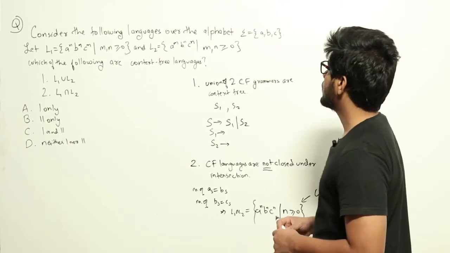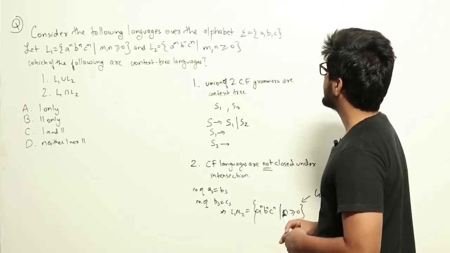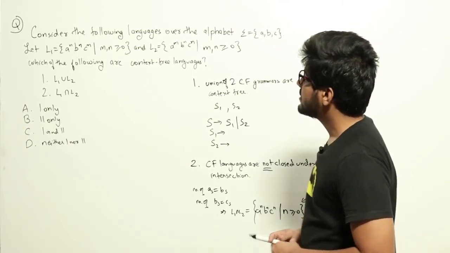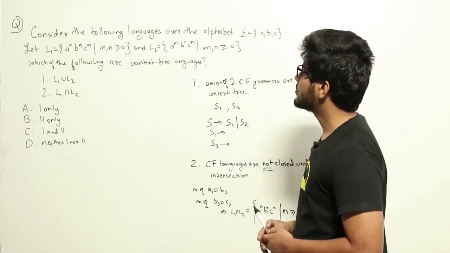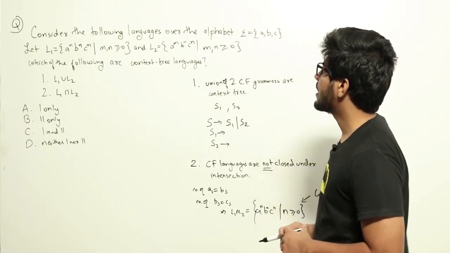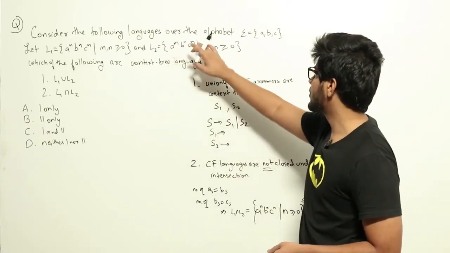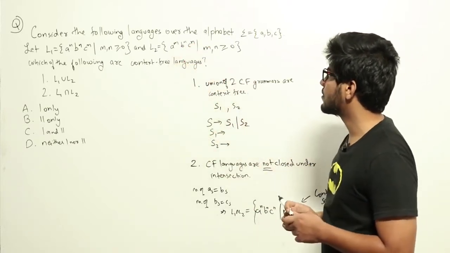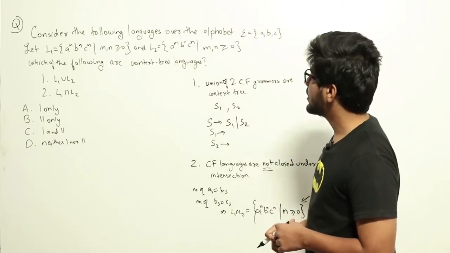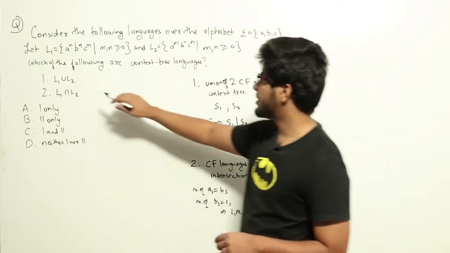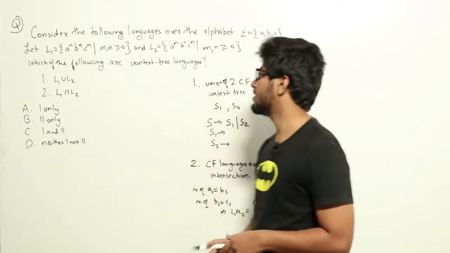Consider the following languages over the alphabet sigma equal to A, B, C. Let L1 equal to A raised to N, B raised to N, C raised to M such that M, N greater than or equal to 0, and L2 equal to A raised to M, B raised to N, C raised to N such that M, N greater than or equal to 0. Which of the following are context-free languages? We have two options, L1 union L2 and L1 intersection L2.